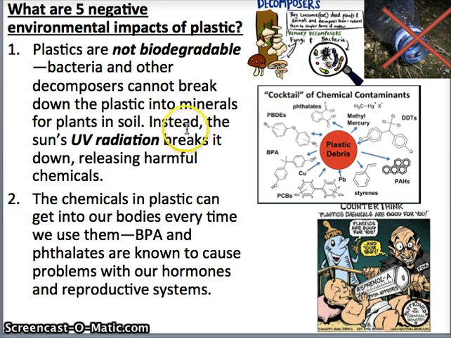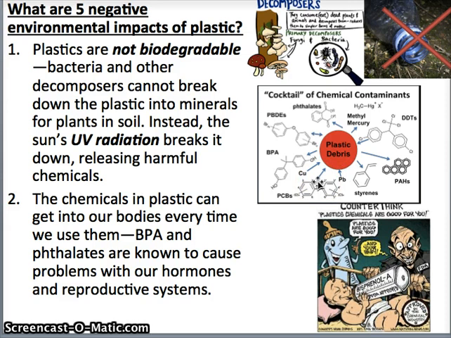Instead, plastics are what we call photodegraded. It means that UV radiation, which comes from the sun, breaks it down into smaller pieces of plastic. And this usually happens where the plastic is able to receive the sun's rays. So if it's dumped in a landfill where it gets no sunlight, it's just going to sit there for hundreds of years. And then number two, the chemicals in plastic can get into our bodies every time we use them.